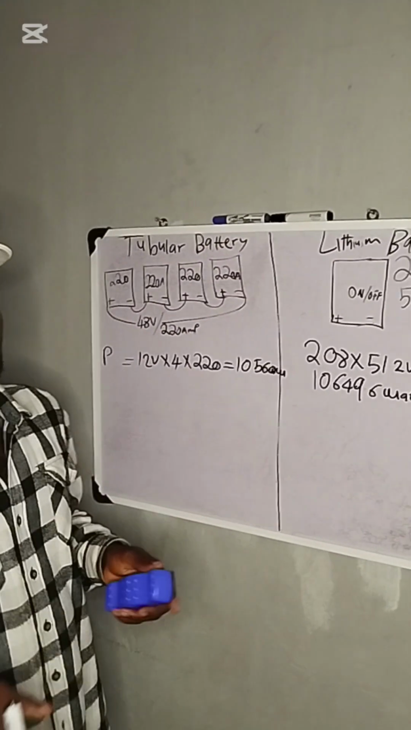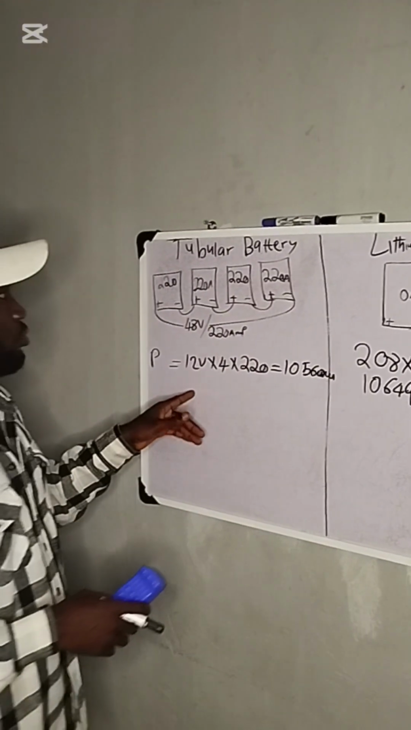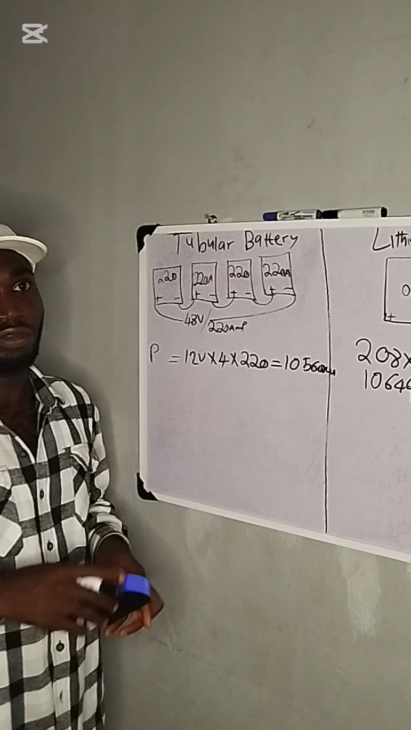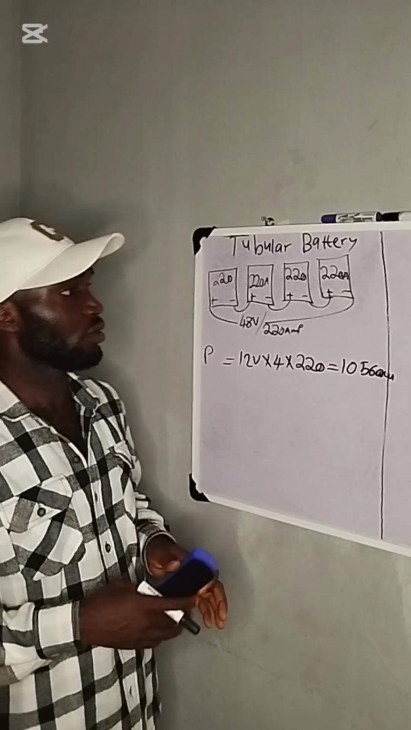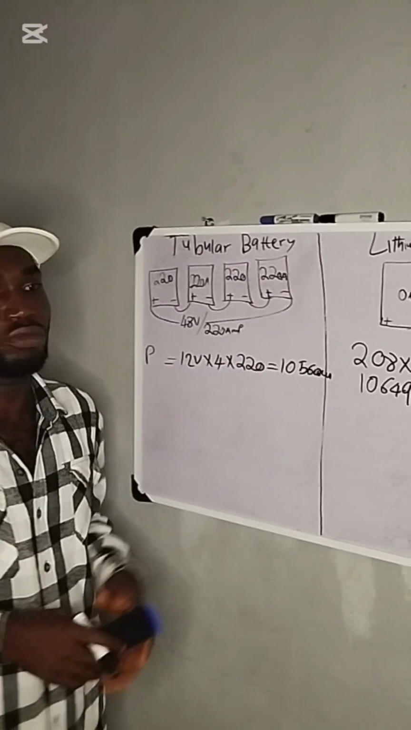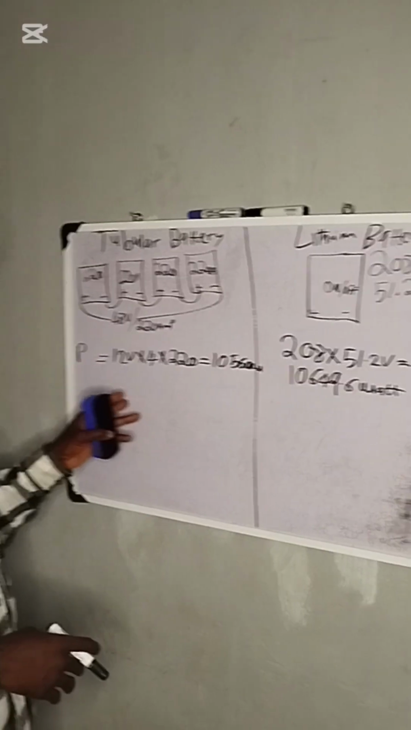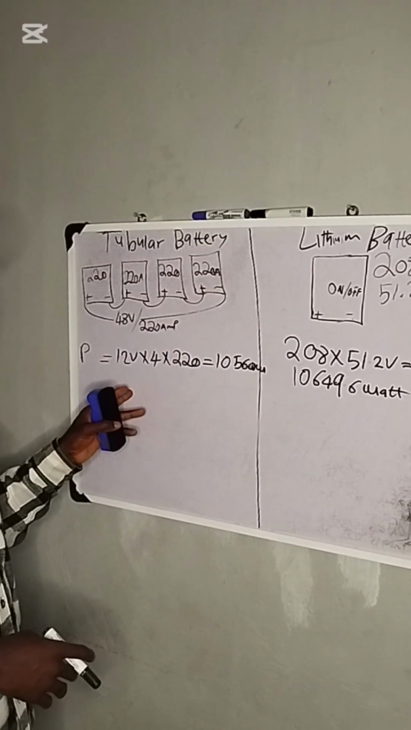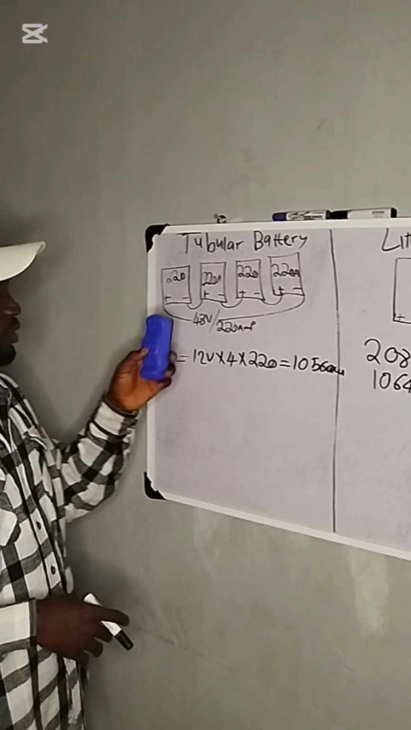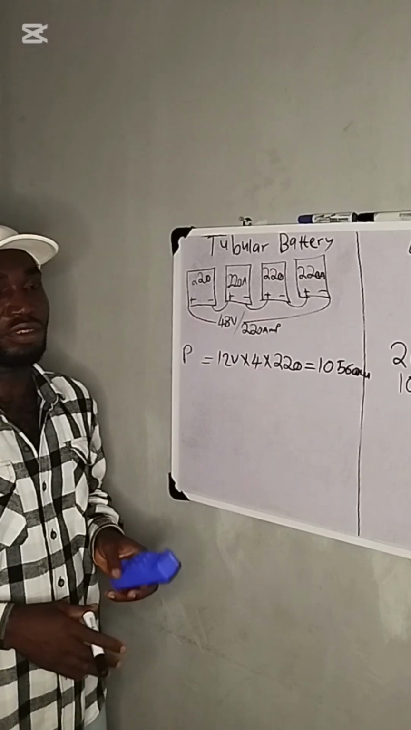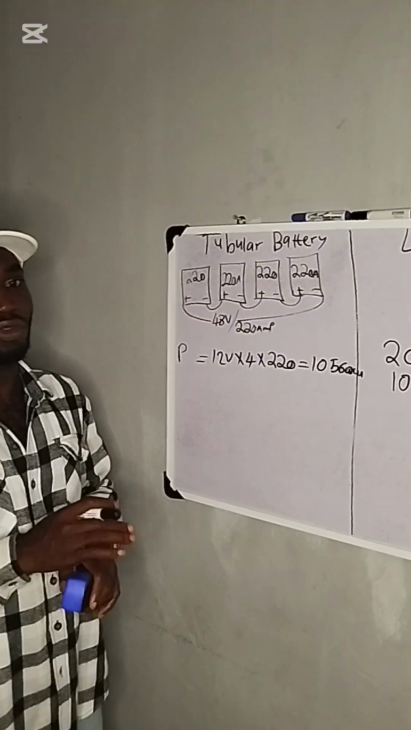But considering the depth of discharge of the battery, this tubular battery you can only discharge 50%, 60%, and also 70%. But the depth of discharge of lithium battery is 90%, 95%. Considering 70% discharge, this simply means that you cannot use this battery till it is fully discharged.